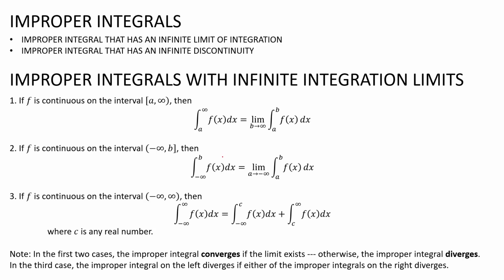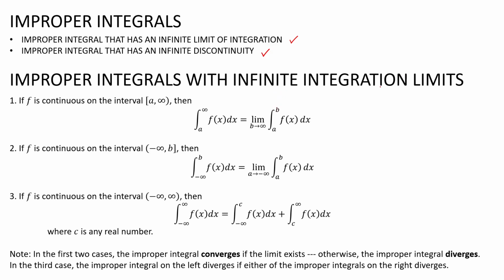So to start off, we have to start with the improper integrals first. We're going to be discussing two types of improper integrals. One is the improper integral having an infinite limit of integration, and the other one is the improper integral that has an infinite discontinuity. So let's look at the two types of improper integrals, and try to understand the difference between them.